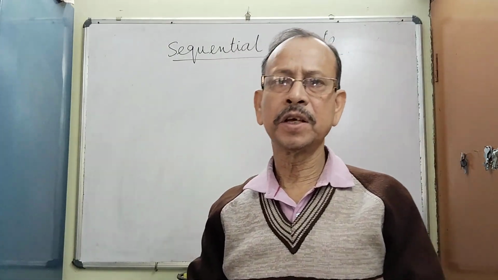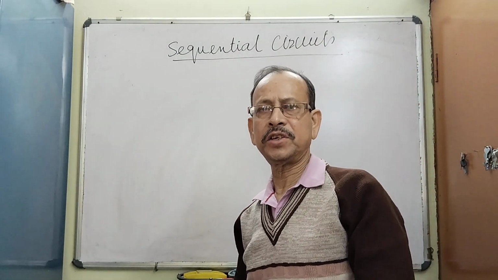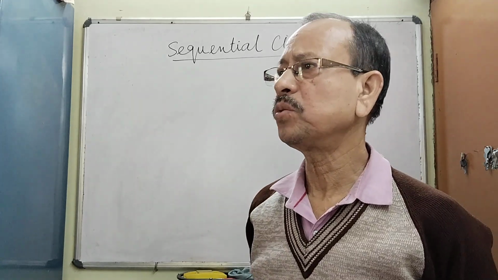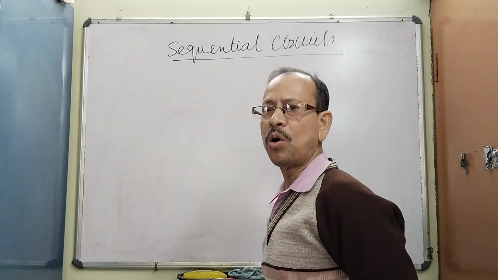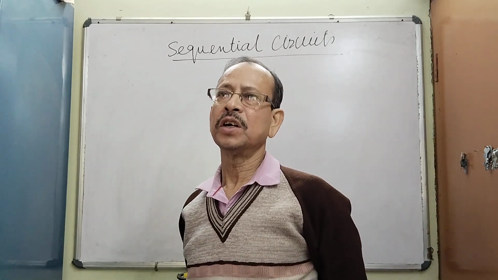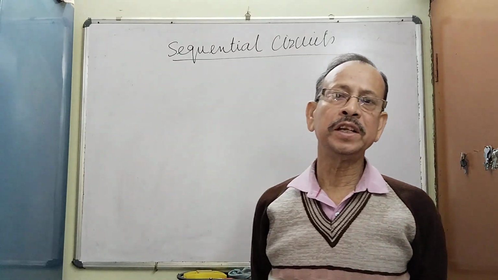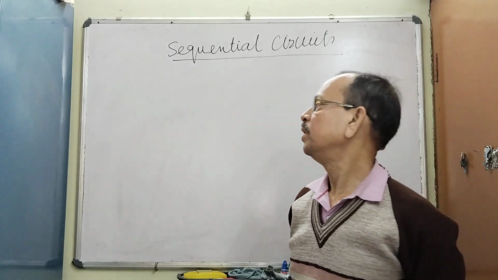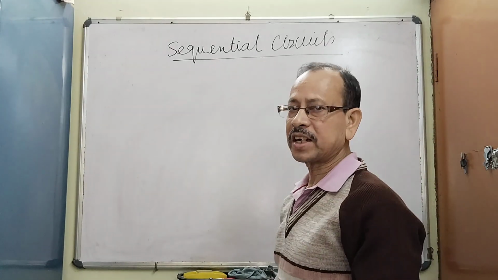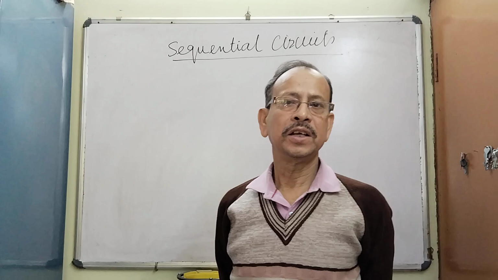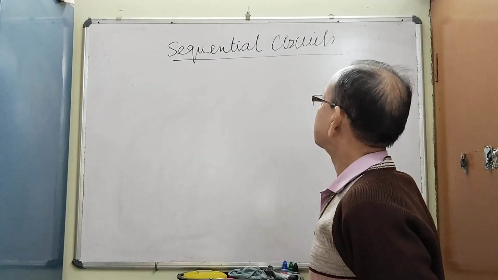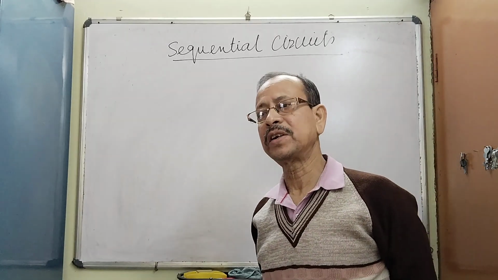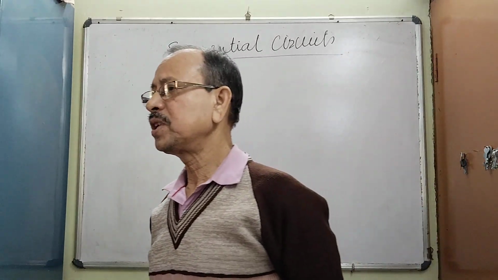Previously we have discussed the combinational circuit. In a combinational circuit, the present output depends only on present inputs. The adder, subtractor, multiplexer, encoder, and decoder are all combinational circuits. But a sequential circuit is a different circuit. What is the basic difference?